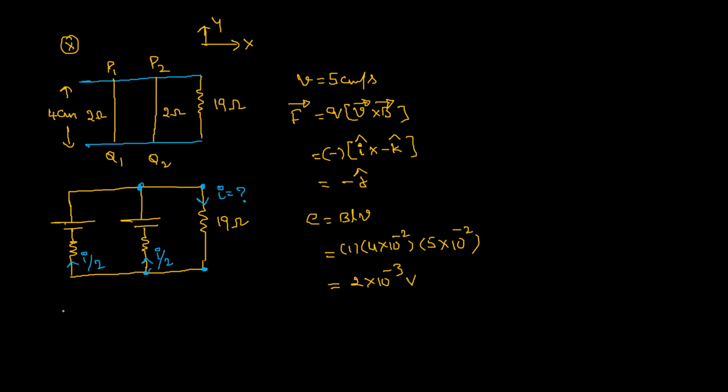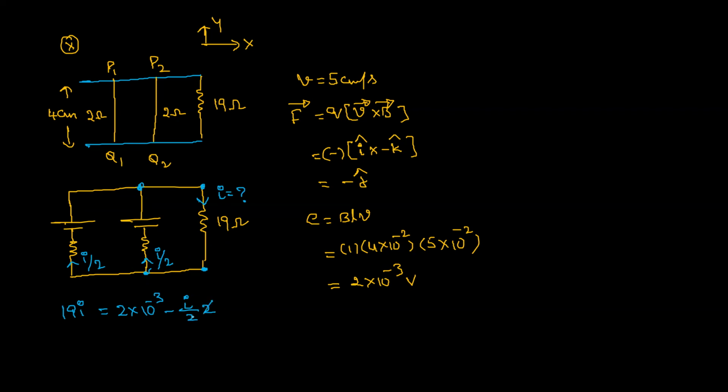So I can write 19I should be equal to the EMF, which is 2 times 10 power minus 3, minus I into R. The current is I by 2, so I by 2 into R, with R value 2, right? Because it is now discharging. So 19I is equal to the potential difference across P2 Q2, or you can say across P1 Q1, and that is equal to the potential difference across the 19 ohm resistor.